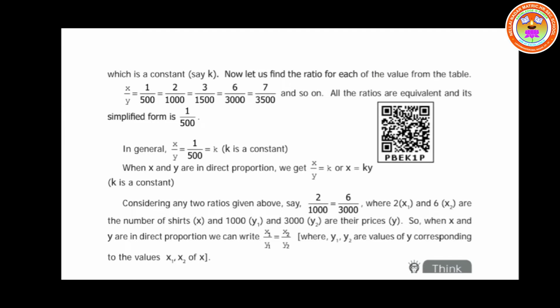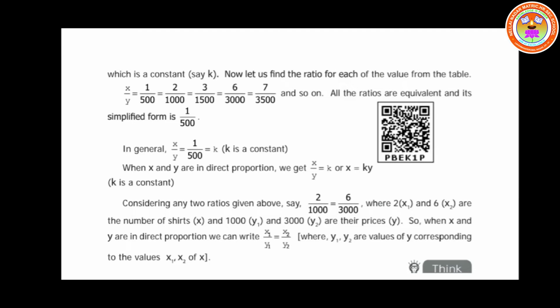500. So 1 by 500, 2 by 1000, 3 by 1500, 6 by 3000, 7 by 3500, and so on. All the ratios are equivalent and it is simplified in the form of 1 by 500. So in general you can write x by y is equal to 1 by 500, which is equal to a constant.